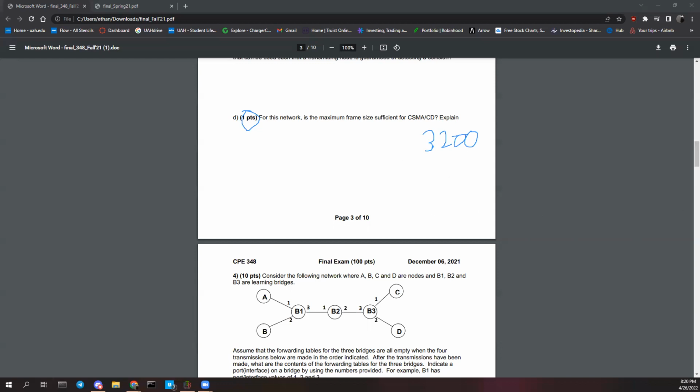If you remember back to the problem, it says the maximum frame size being transmitted on this network is 1000 bits. Well, we have a problem here. 3200 is a little bit bigger than 1000. So is the maximum frame size sufficient? No, because the maximum frame size was 1000, and we calculated that we would need 3200 in order to have guaranteed collision detection. Therefore, the answer is just no.